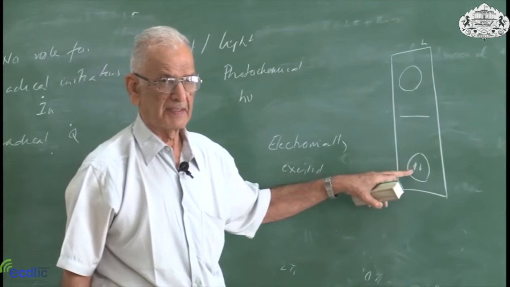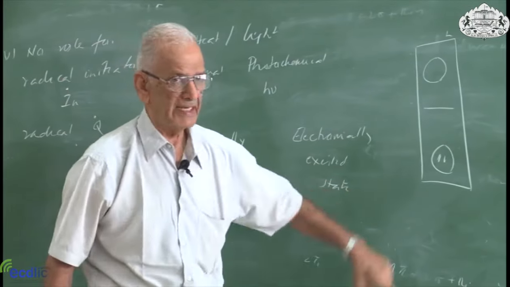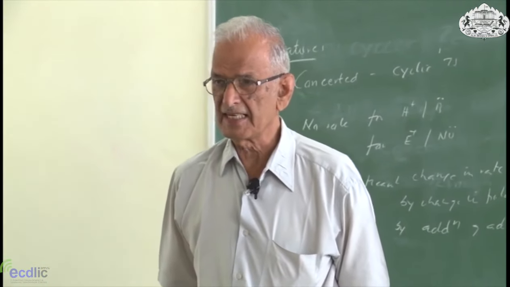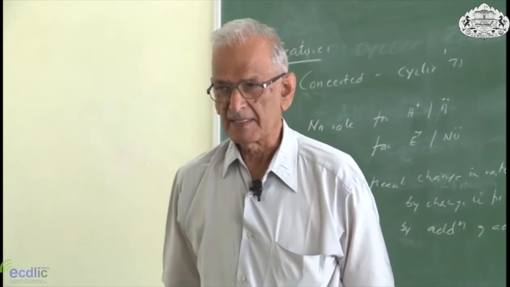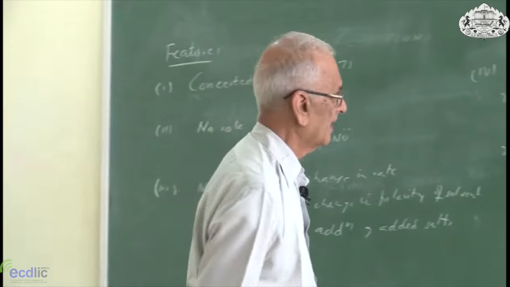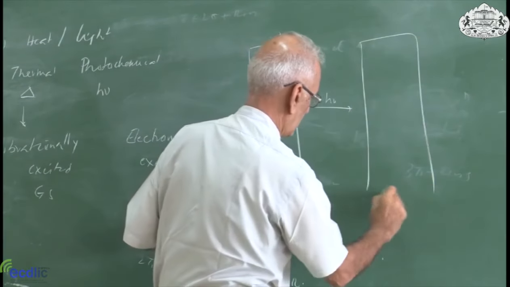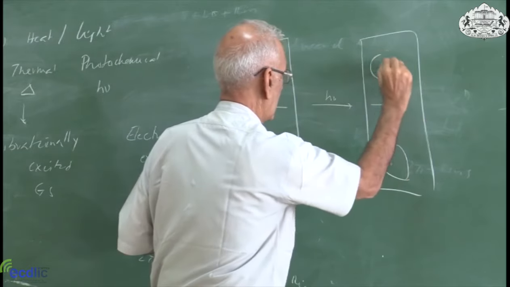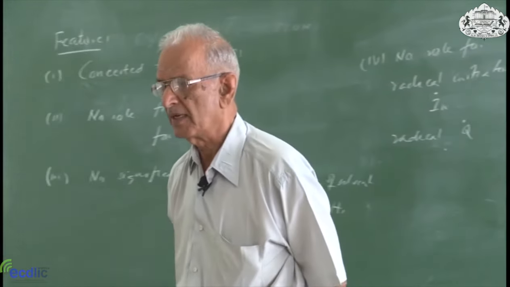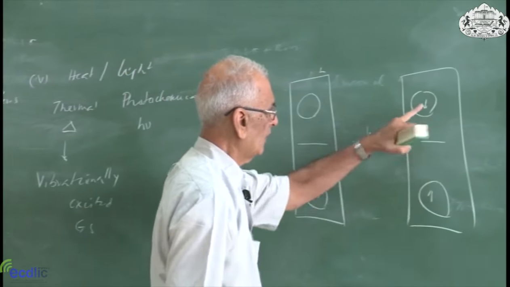This is your bonding orbital, and that is your anti-bonding orbital. So, in a thermal reaction, we have electrons only in bonding orbitals. We do not have any electrons in anti-bonding orbitals. We give energy, but that still remains only in the bonding orbitals, going from ground state to excited state, which is still in bonding orbitals. Okay. When I do a photochemical reaction, electron goes from bonding orbital to anti-bonding orbital. Earlier the anti-bonding orbital was vacant. So, electron has been transferred from bonding orbital to anti-bonding orbital.